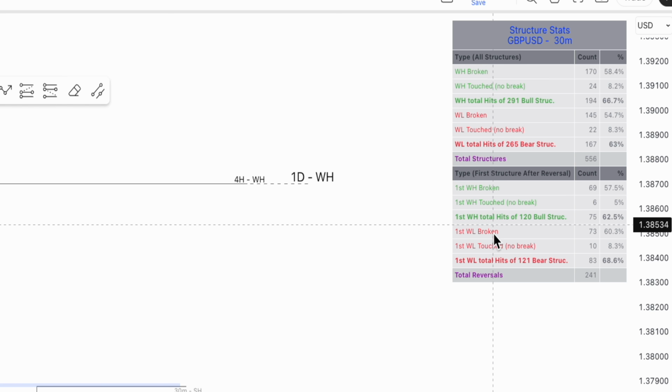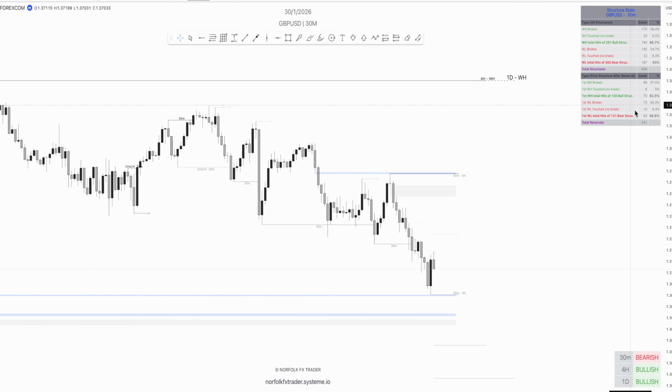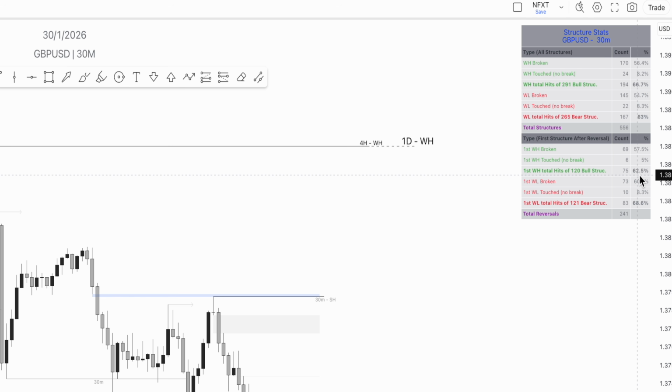So these lower stats are going to show me how well these actual first breaks of structure, or that change of character, if we want to call it, act. And we're going to identify that we've got here for a week high and a week low. We've got a 62.5% for a week high and a 68.6% for a week low. When we compare that to the stats above on a week high, we've actually got a 66.7% on a continuation when we're looking at the break of structure to the upside. But when we look at the actual week low continuation, it's only 63%.